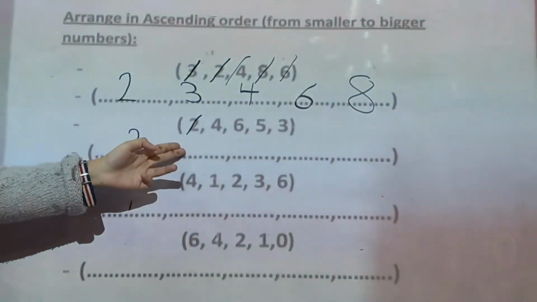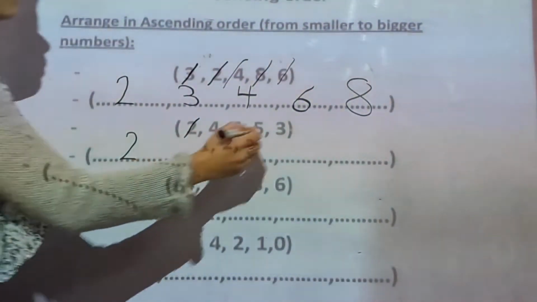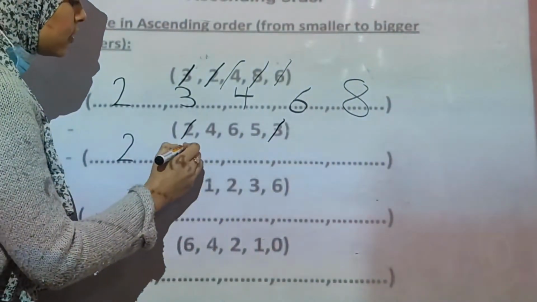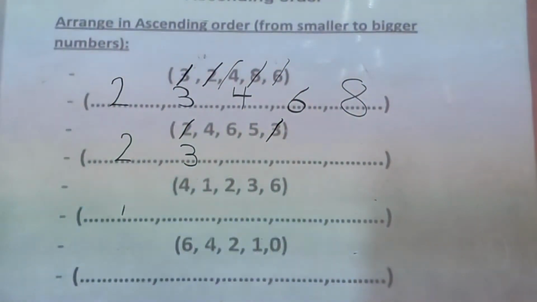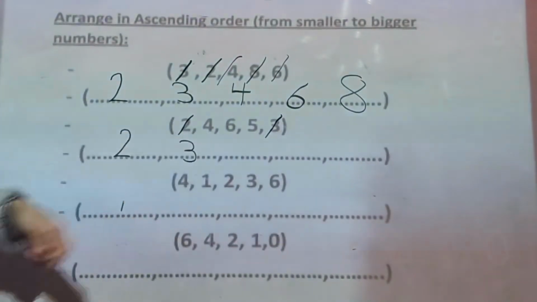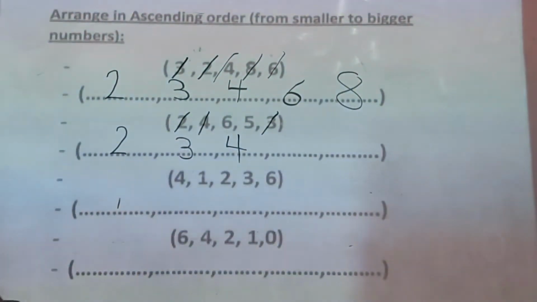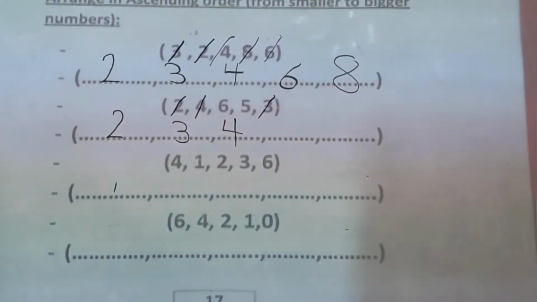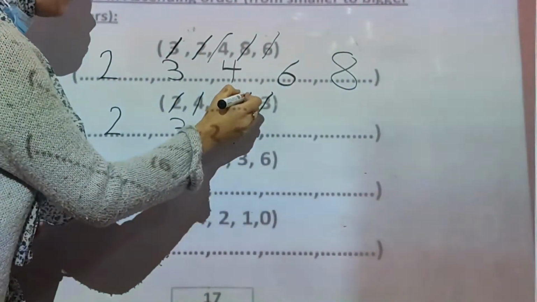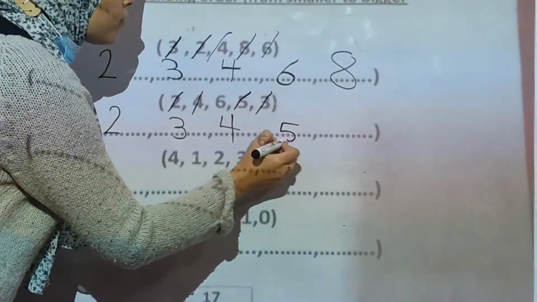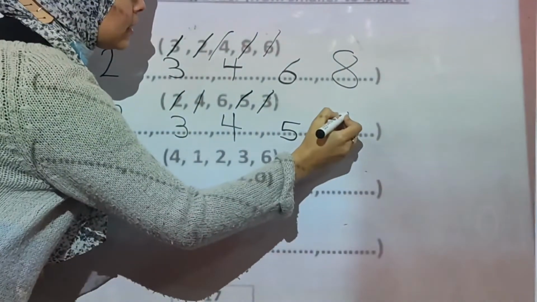After number 2, number 3. Cross number 3 and write it here. After number 3, number 4. Very good. Okay, cross number 4. And after number 4, the smallest number, it's number 5. Right here, 5, and round 6.